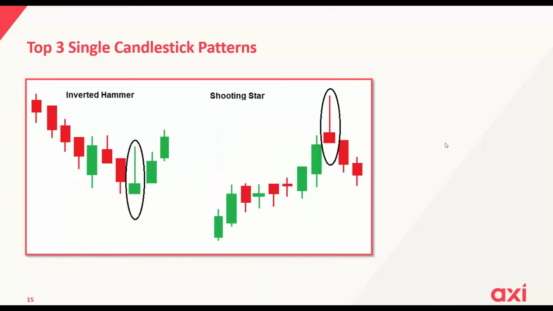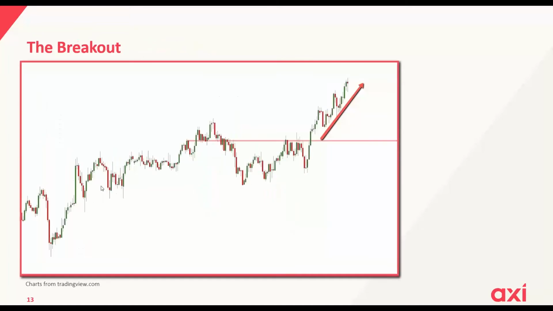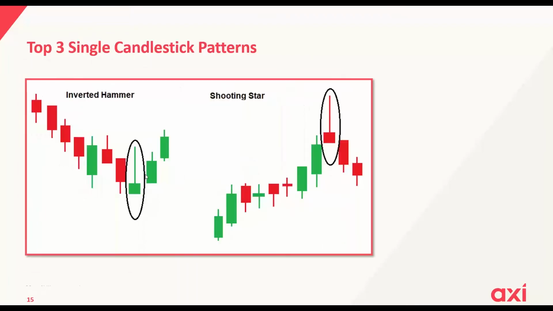Now, top 3 single candlestick patterns. The second one is the inverted hammer and the shooting star. They are in some senses similar to the hammer, and they're just flipping it around. You notice it's a hammer and it's just flipped around, and the shooting star like here. Personally, between the two of these, the one I like slightly more is the shooting star.